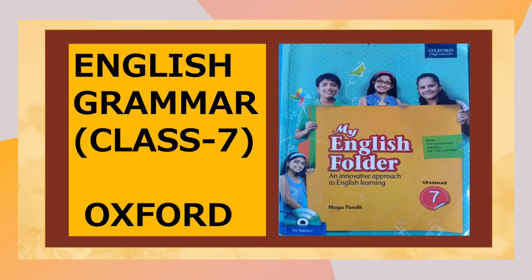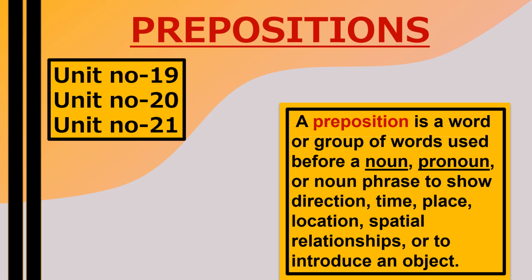Hello everyone. Now we are going to discuss the English grammar book for class 7, that is My English Folder. Here we are going to discuss prepositions, units number 19, 20 and 21. All the three belong to different kinds of prepositions.